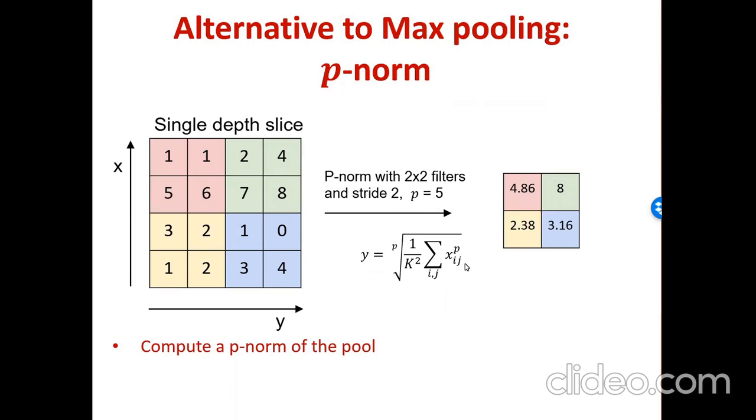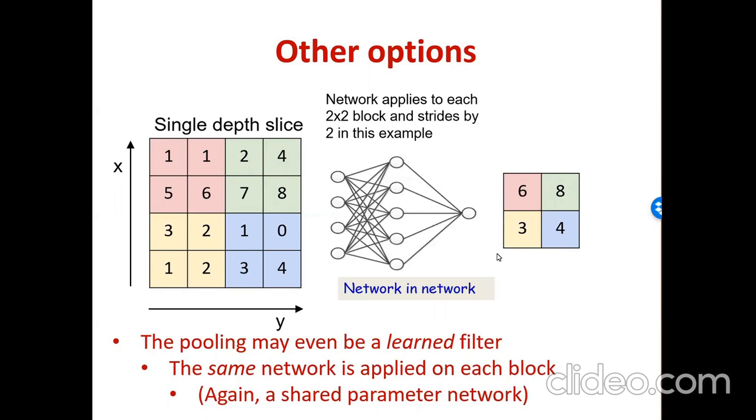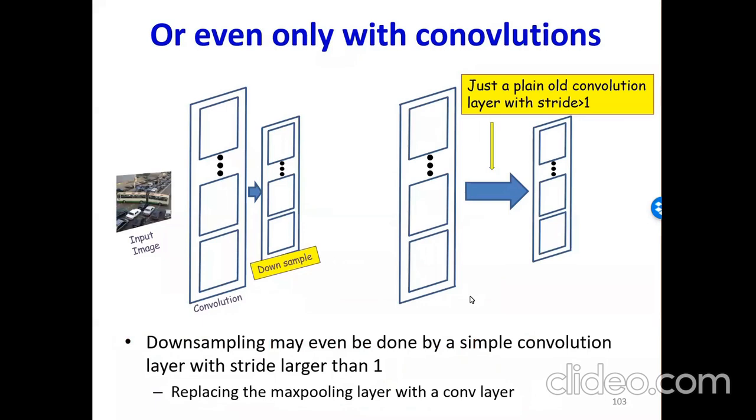So when p is 1, this is going to be the mean. When p is a very large number, this is going to be the max. And for intermediate values of p, it's going to be something in between. Or instead of computing the max, mean, or p norm, you could even have a network that takes in all of these values and computes some output. This would be something like a pooling network. Or you can dispense with pooling altogether, and the downsampling is simply going to be a standard convolution with a stride greater than 1. In fact, this is a common approach used these days. Most networks dispense with explicit pooling layers and just use convolutions with strides greater than 1 to downsample.